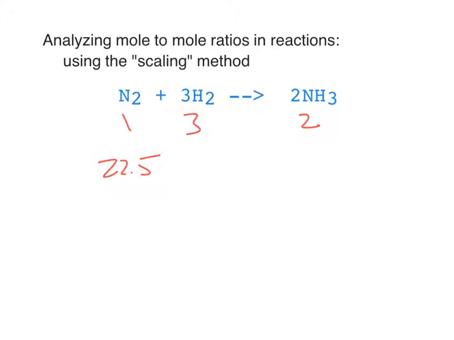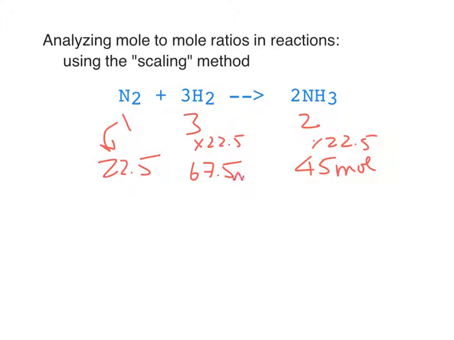What was my multiplying factor as I went from here to here? Well, I multiplied it by 22.5. So I'd do the same thing here, times 22.5. The numbers don't have to be easy, and they certainly don't have to be pretty in order to make this work. By the way, 22.5 times 3 is 67.5 moles of H2 would be needed, and 22.5 times 2 ends up being 45 moles of NH3. So this is all good. It doesn't really matter what the scaling factor is. We just need to take a look at how those ratios work.